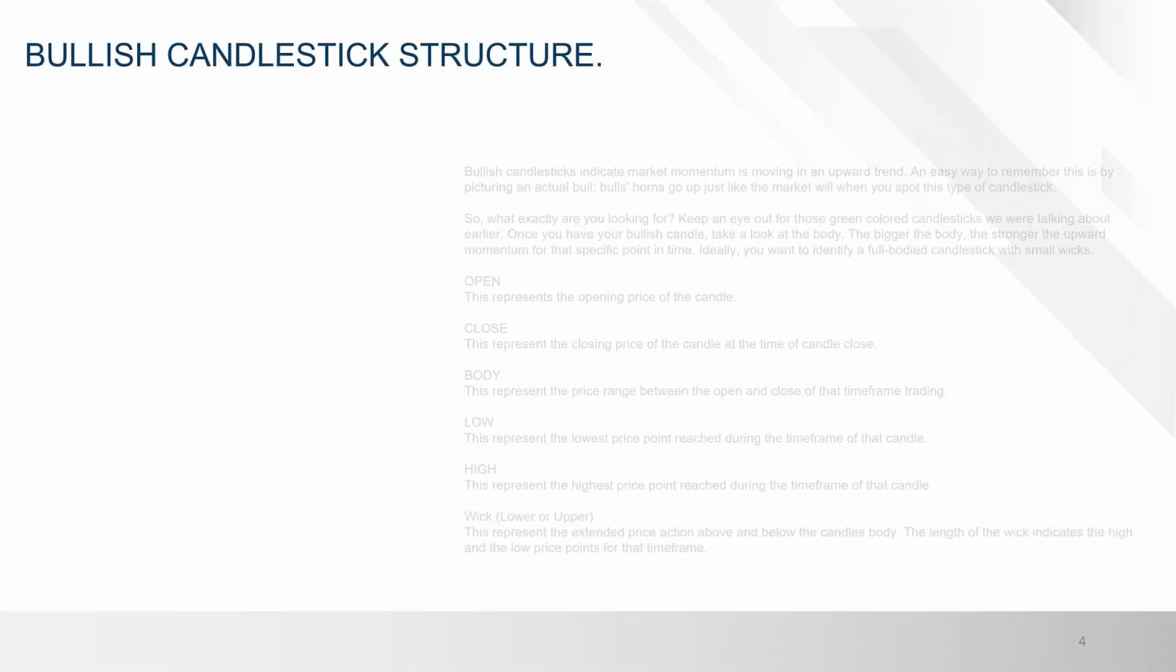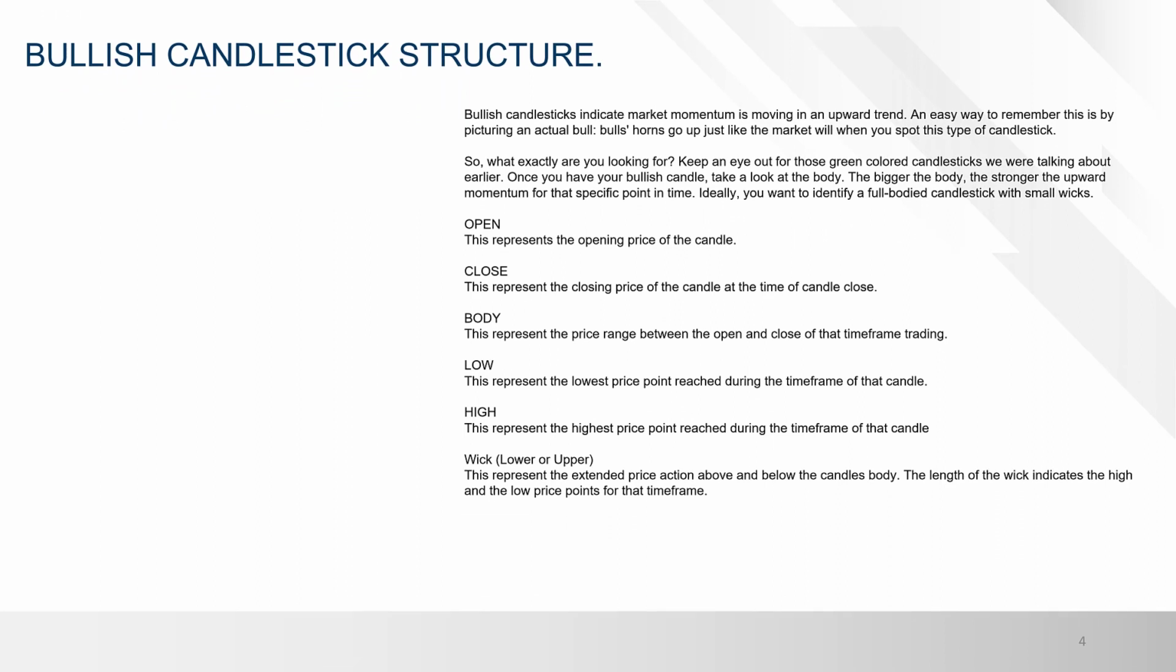So briefly, let's summarize the structure of the bullish candle. Bullish candlestick indicates market momentum is moving in an upward trend. An easy way to remember this is by picturing an actual bull. The bull horns go up just like the market will when you spot this type of candlestick. So what exactly are you looking for?